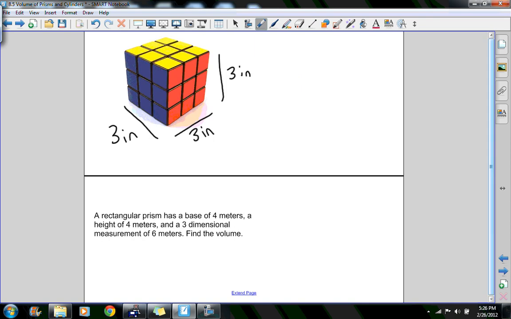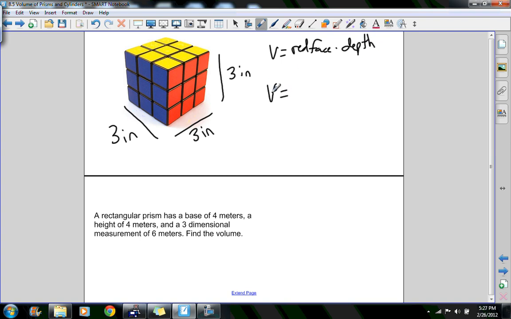A rectangular prism on the top here is this Rubik's Cube, which means it's made of all squares. So the bottom measurement's 3, that means this measurement's 3, that measurement's 3, and so on and so forth. And up here, the measurement's also 3. So the volume is equal to this front face, the red face, times the depth.